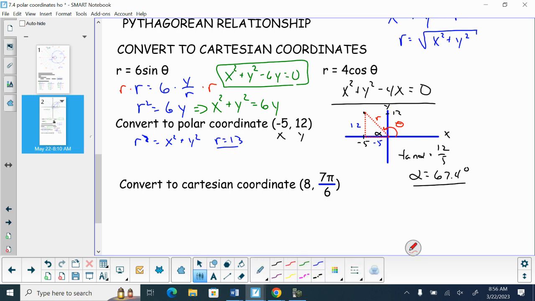Now I need to convert this into theta, which is this angle right here. Well, if this is 67.4, what would we have to do to find this angle of rotation then, Janae? Subtract from 180. So we have 180 minus 67.4. So my theta value is 112.6. So my r, theta would be 13, 112.6 degrees.